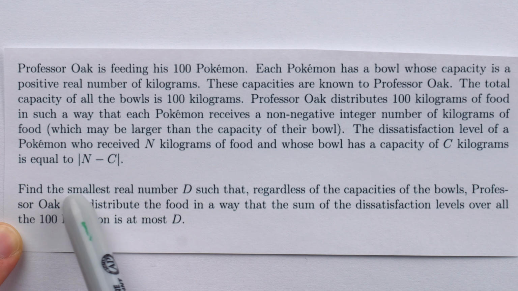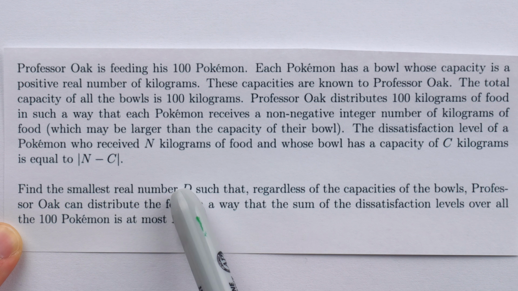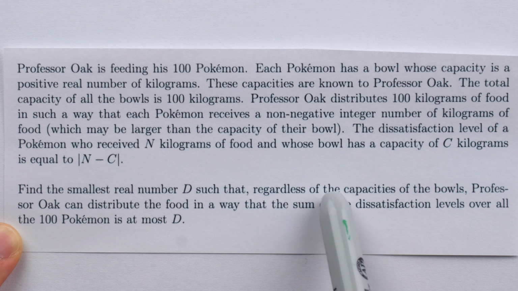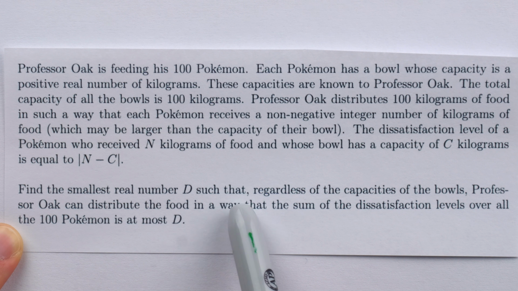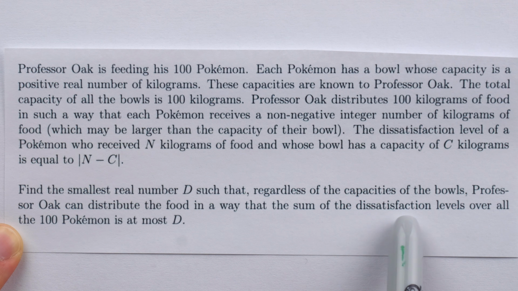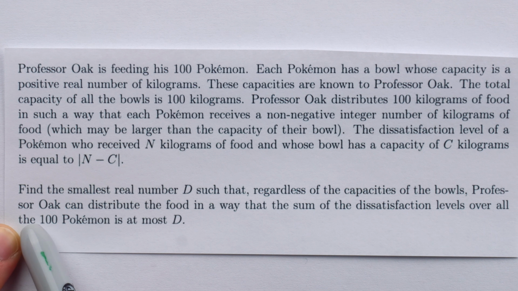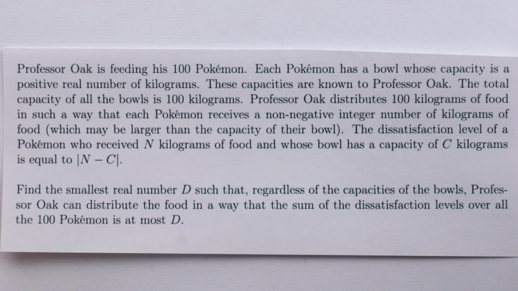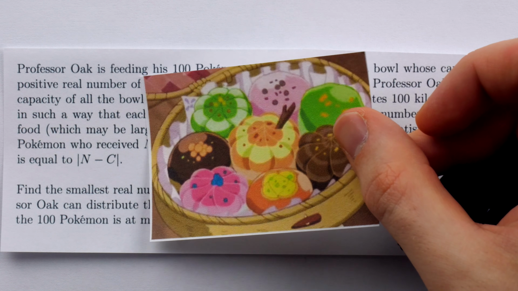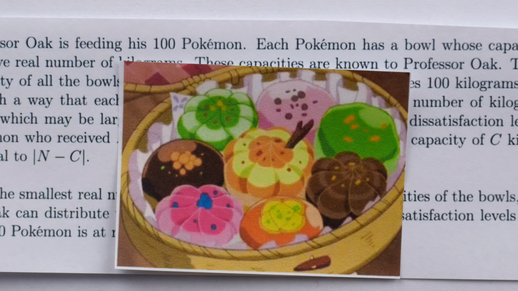We're asked to find the smallest real number d such that, regardless of the capacities of the bowls, Professor Oak can distribute the food in a way that the sum of the dissatisfaction levels over all the 100 Pokémon is at most d. If you're wondering what a Pokémon eats, well, they eat a variety of things, among them being the Poképuffs. Yes, they're an indulgent lot.